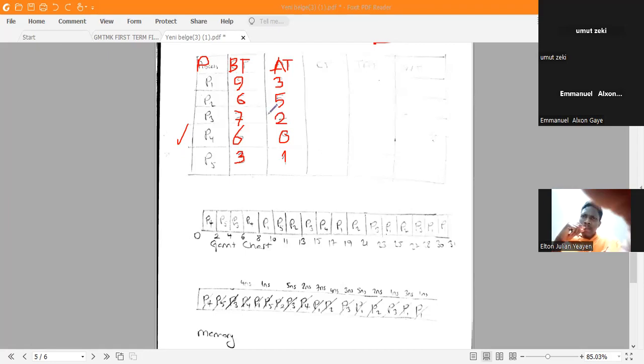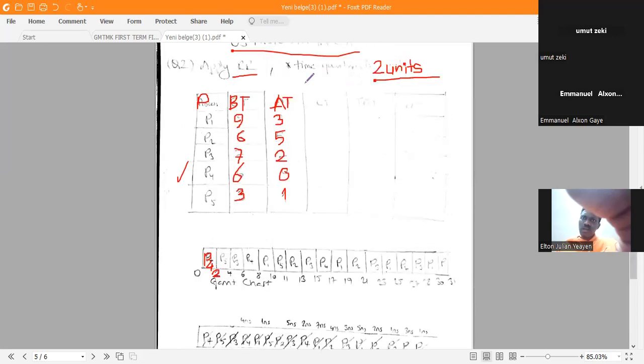In the round robin algorithm, the first thing is to check which process arrived first. I mean, I will check the arrival time. Okay, so this one is first. It came in at time zero, so I have to put process four in the beginning. Okay. How much time? 2 nanoseconds, because the time quantum is 2 units.